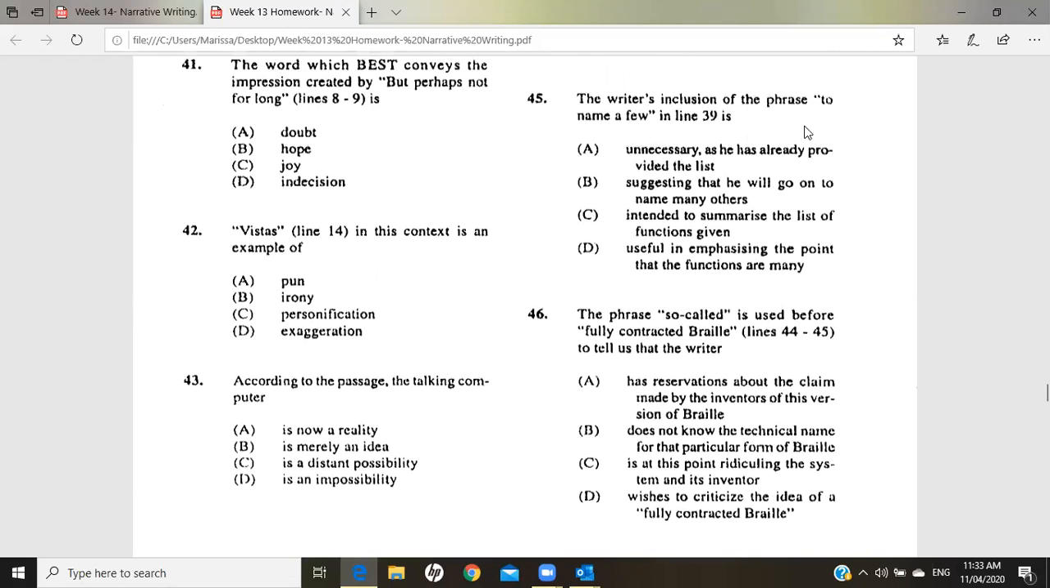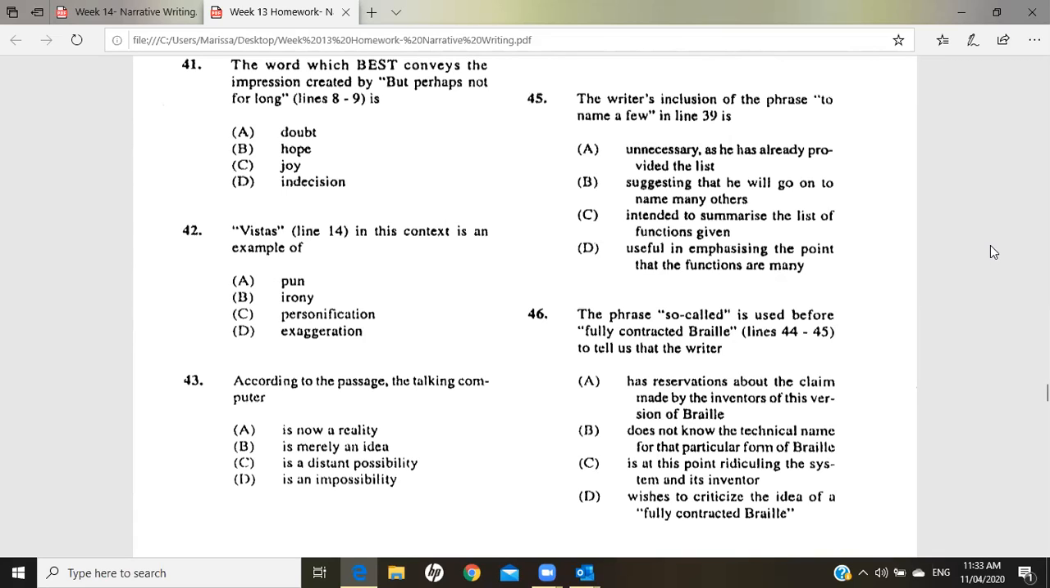45 says, the writer's inclusion of the phrase to name a few in line 39 is used there for what reason, Jolan? I don't know. So when you're talking to somebody and you have a lot of things to list out and you just say, okay, well, to name a few, why do you use that phrase? You ever listen to somebody say, well, okay, just to name a few, because they didn't want to go through the list of saying everything. So why do you use that line to name a few?